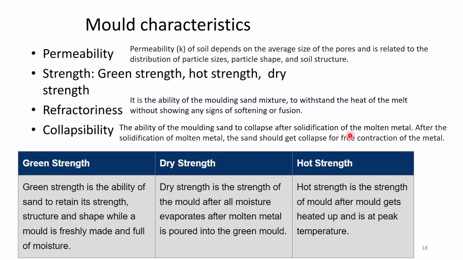For the easier removal of casting from the mold, collapsibility is required. Otherwise your casting also may get damaged in the process of ejecting this casting from the sand mold. So after the solidification of molten metal, the sand should collapse for free contraction of the metal.